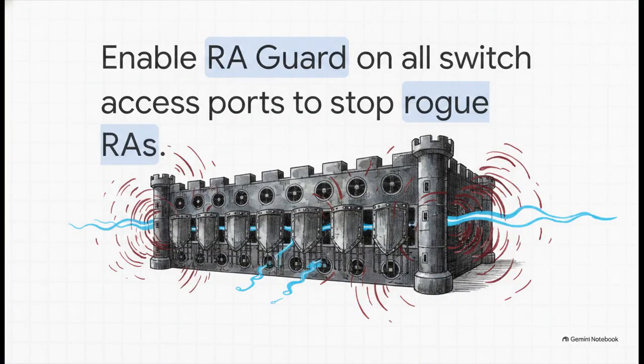Fortunately, we do have an immediate, actionable solution to regain control over local network routing. The fix is to enable RA Guard on all your switch access ports. By flipping on RA Guard, you stop rogue router advertisements right at the switch level. This completely neutralizes the threat, regardless of whether it's coming from some misconfigured Docker container or a malicious actor sitting on the network.